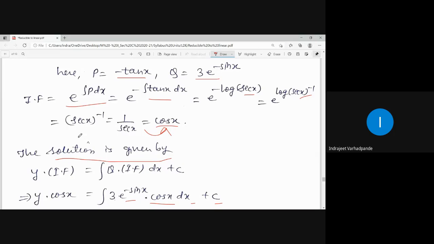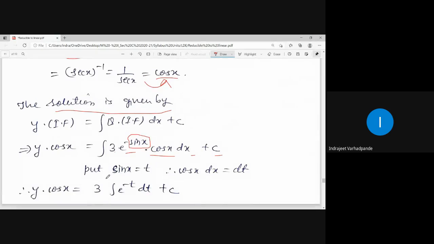So what you see over here is cos x dx. So simply putting sin x is equal to t can serve the purpose, because integration of e to the power minus t is available with us. So I will put sin x is equal to t. So cos x dx will be equal to dt, and I am left with 3 times integral e to the power minus t dt. And what is integration of e to the power minus t? Minus e to the power minus t. Later on you can replace the value of t as sin x. Once the integration is over, our purpose of calculation is done.